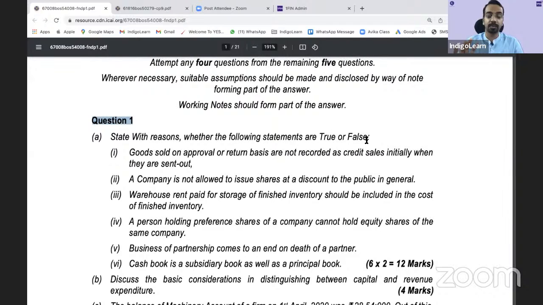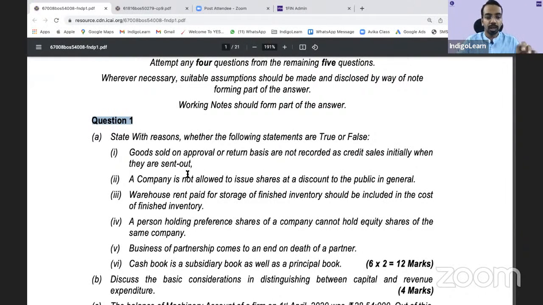Some students, for example, on the statement about the public in general, say it's a false statement. The reason they give is that a company is not allowed to issue shares at a discount to the public in general, and they'll come back. That is not sufficient. You need to write something extra which helps the examiner understand that you know this concept properly.